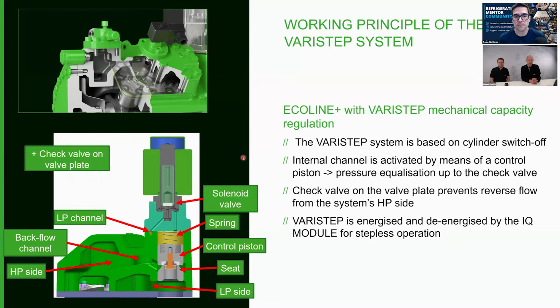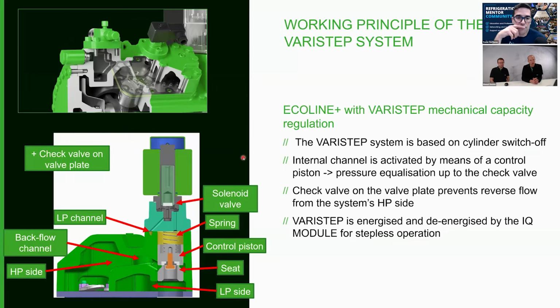And when unloaded, of course, it doesn't contribute to the cooling capacity. There's no more mass flow rate coming out of that cylinder bank. When that's energized, I'm looking at a little drill hole that goes up. Is that high pressure that goes in underneath that control piston and pushes it down? Exactly, the gas pressure differences are used to move the control piston, and that then internally connects the high pressure and low pressure side, so that the cylinders basically no longer compress.